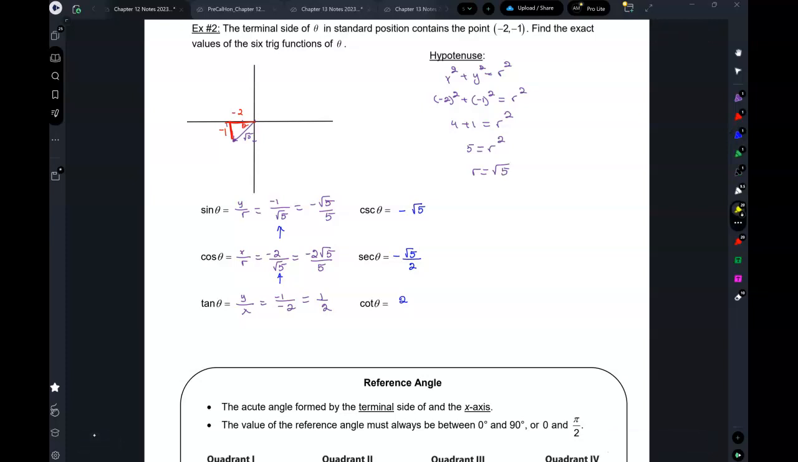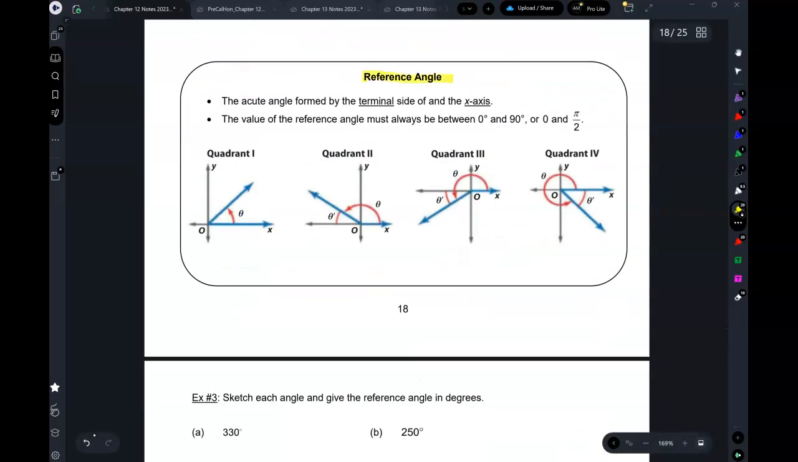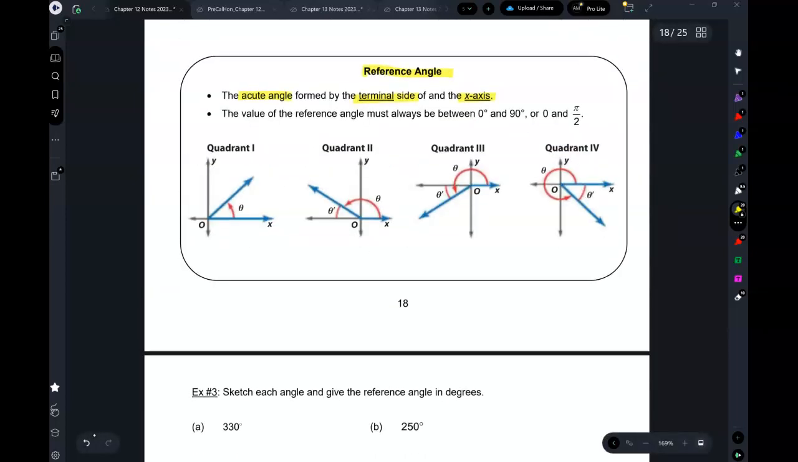Let's talk about reference angle. On a scale of 1 to 10, the importance of the reference angle is right about a 10. Okay? So let's talk about this. The reference angle is an acute angle. That means it's between 0 and 90. It is formed by the terminal side and the x-axis. But it's got to be the terminal side and the nearest x-axis. The reference angle must always be between 0 and 90.